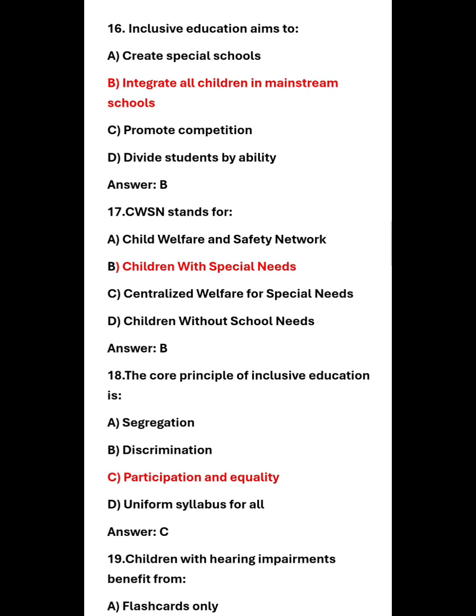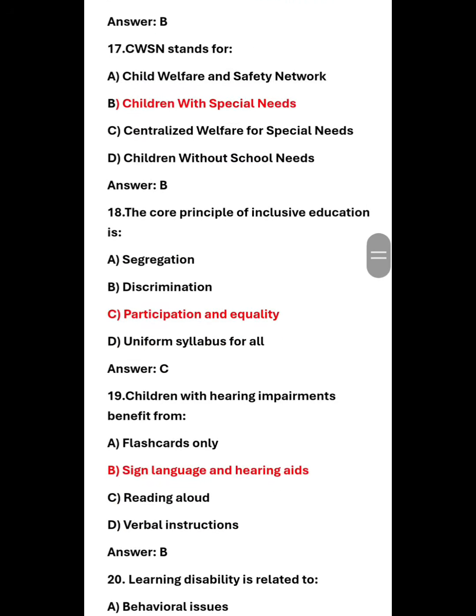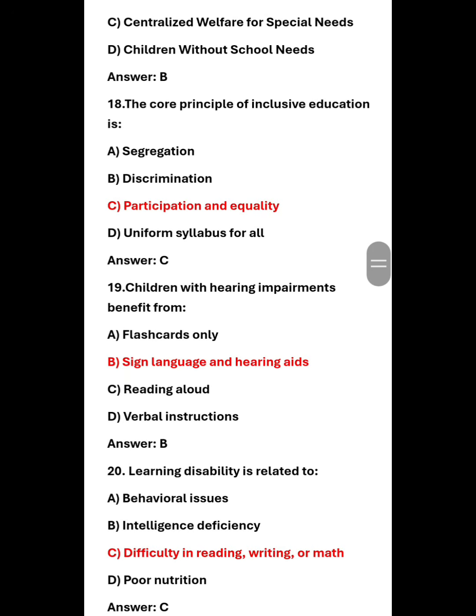Inclusive education aims to integrate all children in mainstream schools. CWSN stands for, the full form is children with special need. The core principle of inclusive education is universal participation and equality.